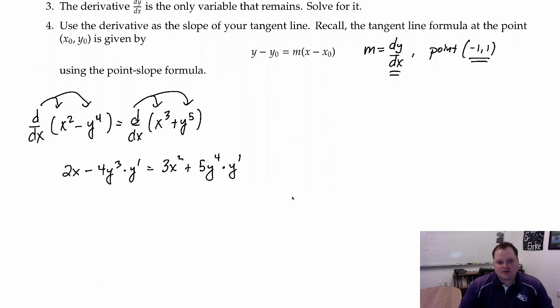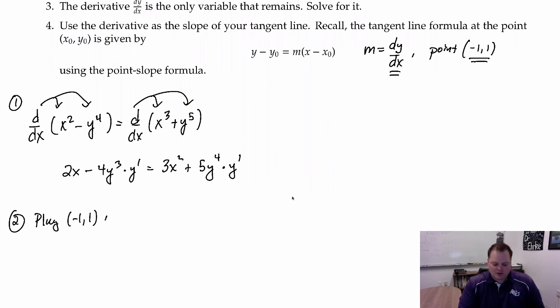Now, unlike the previous example, where I was solving algebraically for y prime, you don't have to do that here. The reason is I only care about the derivative at one point. So I use the point that I'm given, in this case negative 1, 1. Step 1, I've taken the derivative. Step 2, I'm going to plug negative 1, 1 into the equation. You're not going to plug it in for y prime, because y prime is what you want to solve for, but we are going to plug it into this equation.